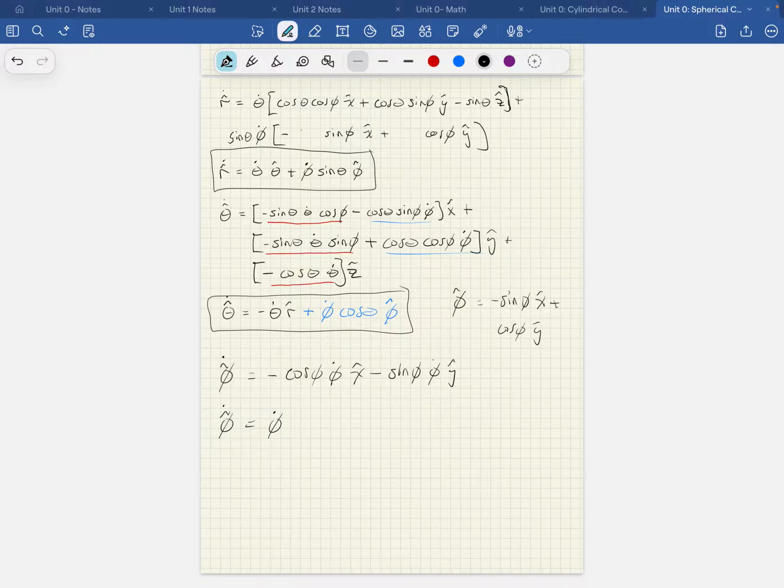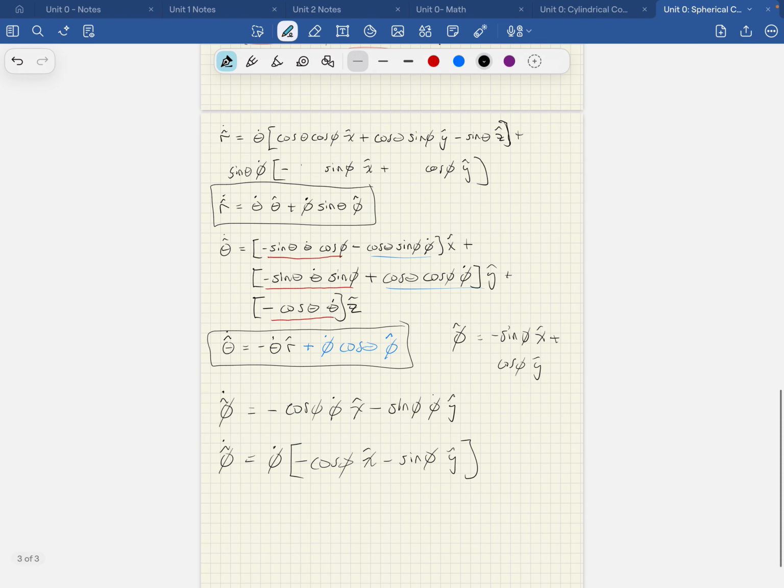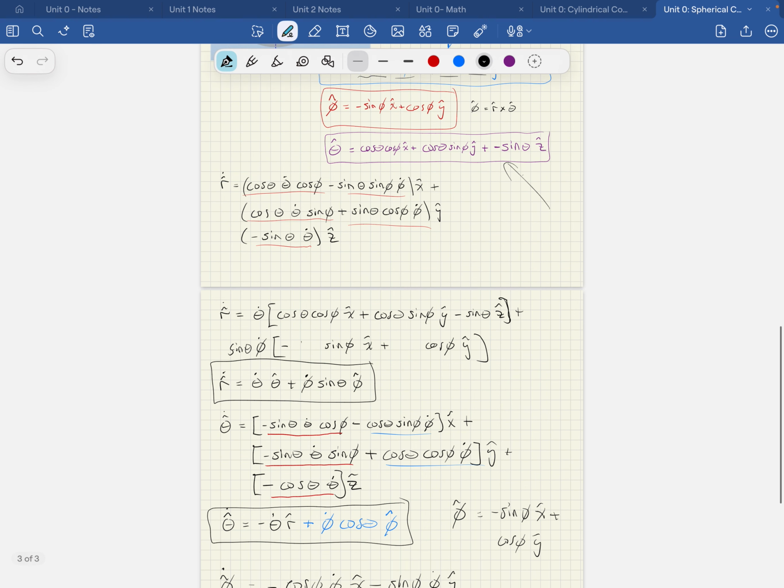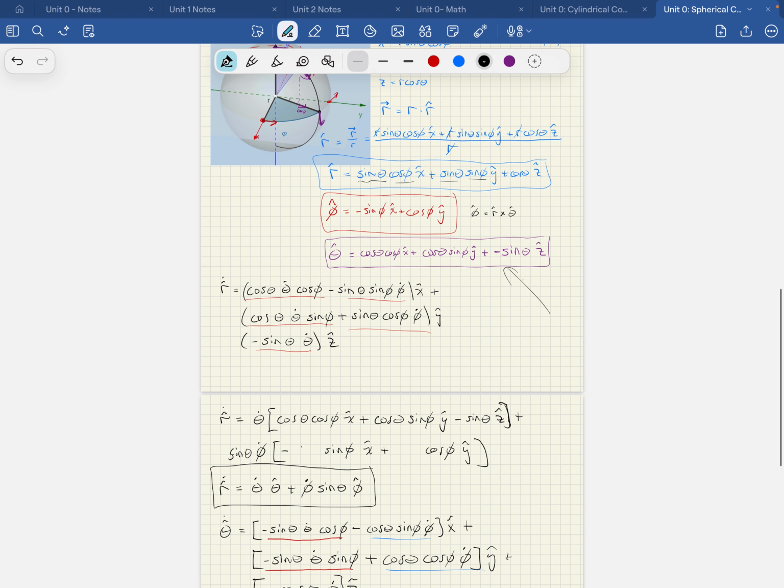Okay. So it's phi hat dot times minus cos phi x hat minus sine phi y hat. It would be nice if that was just phi hat, but it's not. They're in the wrong order and they're both negative, and so it's just not. So we're going to have to somehow write this in terms of r hat and theta hat.